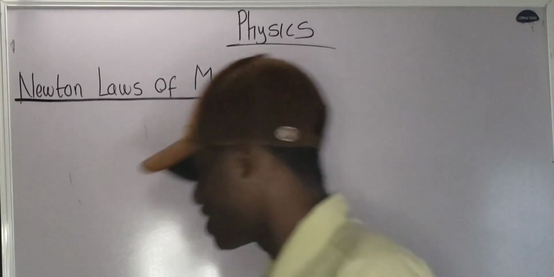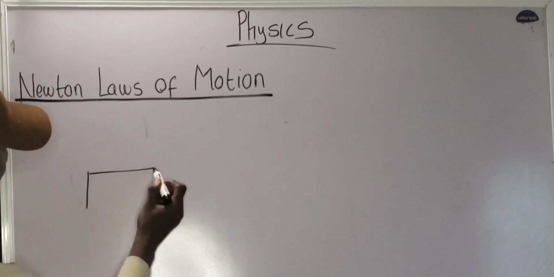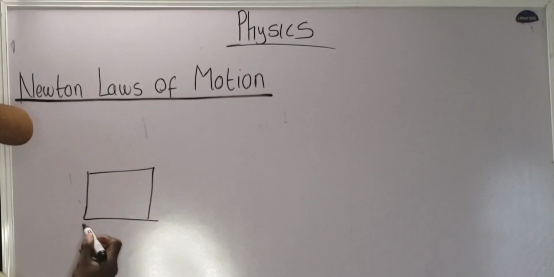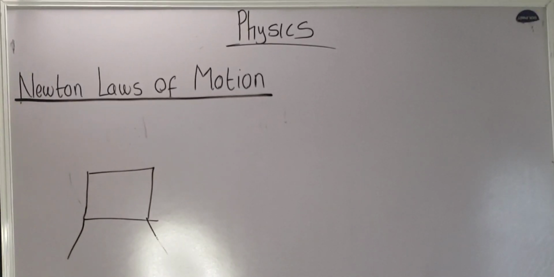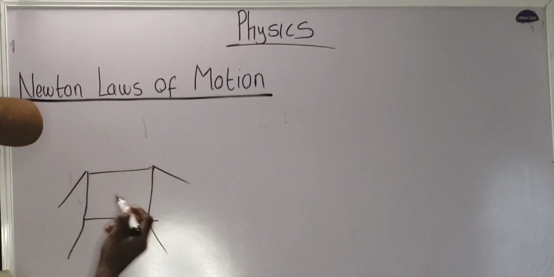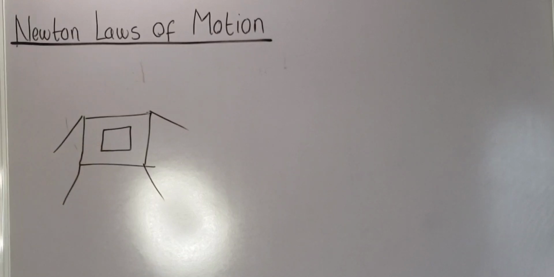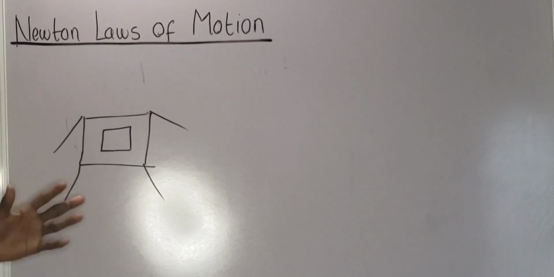Okay, let me explain that. Let's say I have a table. Please, I want you to pay attention. Let's say I have a table here. This is a table. Okay? I have a box on this table. You understand? This box will not move unless it is acted upon by a force. Okay? There is a force that is currently acting on this box.